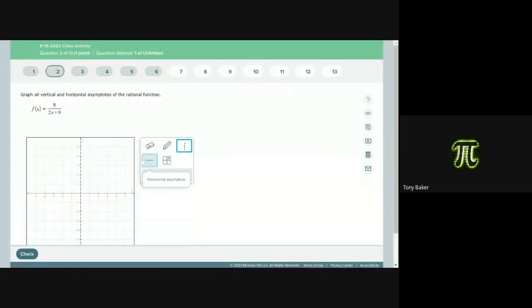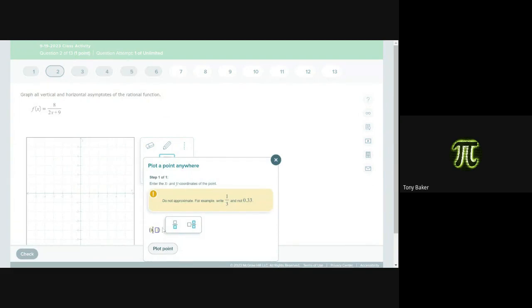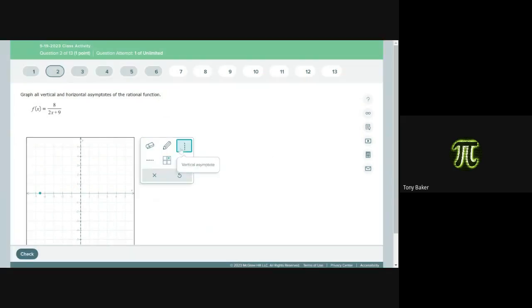So for the vertical asymptote, when you're going to do this, because it's really hard to get 9 over 2, plot the point. So negative 9 over 2, 0. So plot that point, and then you can put your vertical asymptote right through it. And then my horizontal asymptote was at. It actually removes it automatically for you when you put it there.